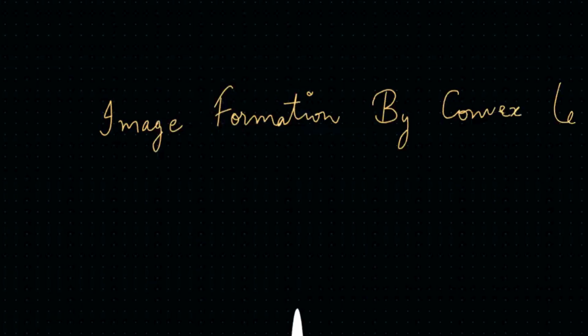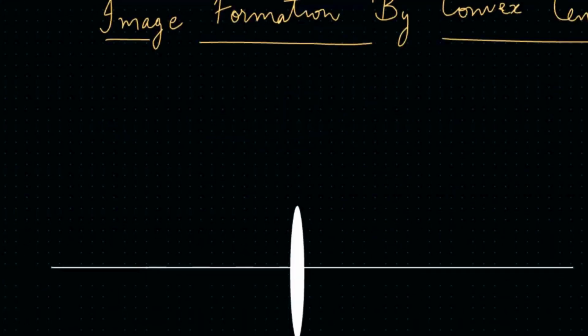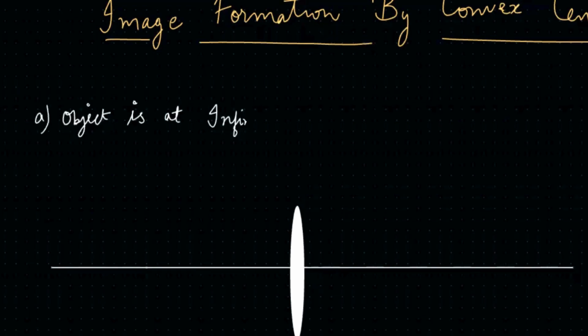So we are starting with the first ray diagram in which the object is at infinity. When the object is at infinity, that means the lines are parallel to the principal axis. Now, before starting with this, first we should know what is a principal axis, what is a principal focus.